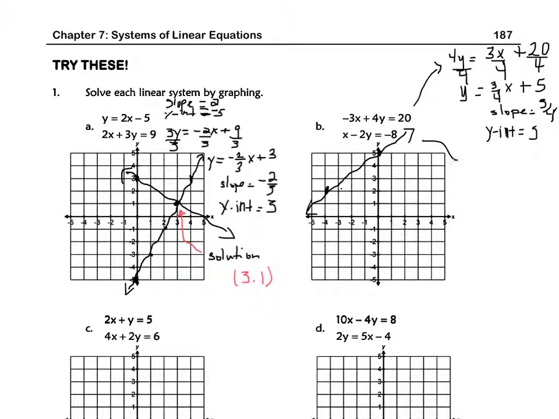And then the other equation, we want to get the y by itself, so we have negative 2y. We bring the x over to the other side, it's going to be negative x minus the 8 that's already there, and then we're going to divide everything by negative 2.